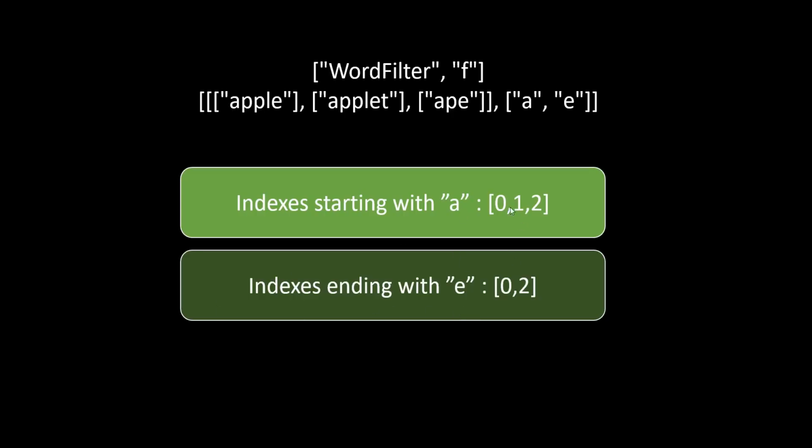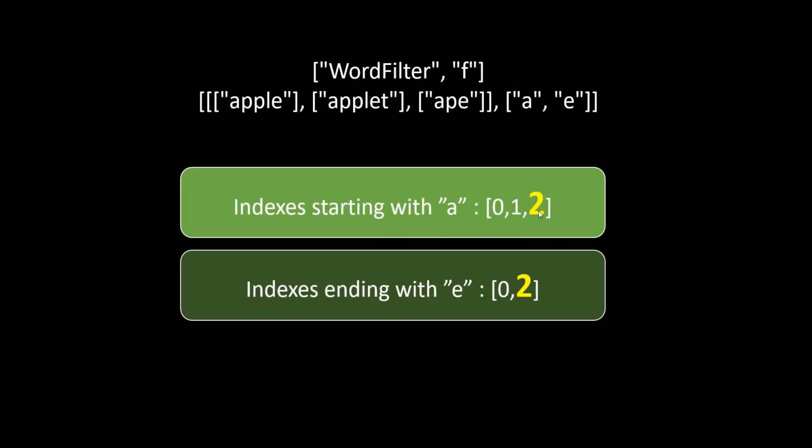Now there can be scenarios wherein you would not be having the same numbers in both the lists. So as you want to find the indexes starting with A and ending with E, you will have to find the indexes that are common in both of them. And then out of that, you need to return the highest index. In this particular scenario, the highest index is 2, and so that would be returned. So that was all about how we are going to solve this question.